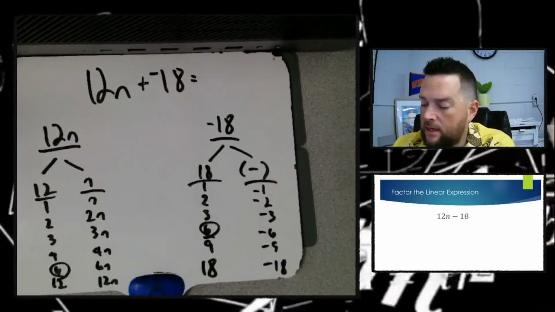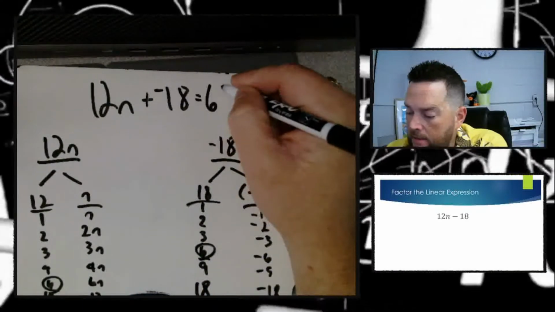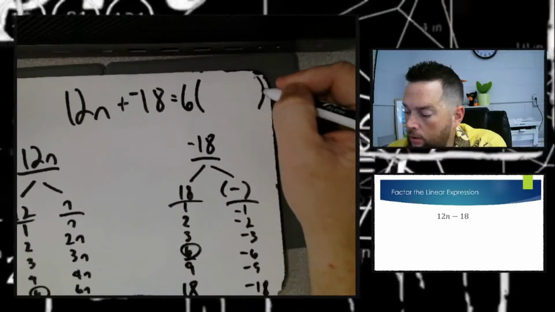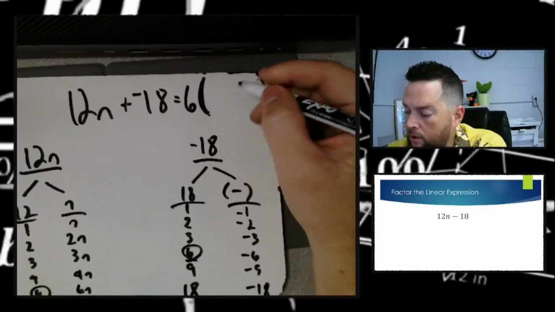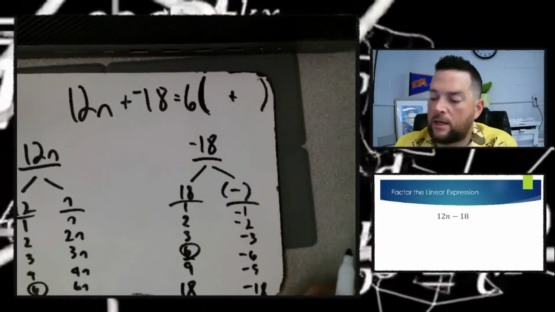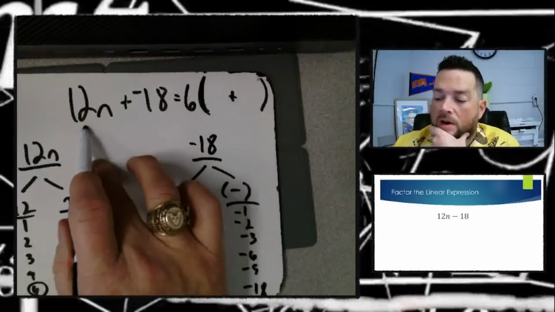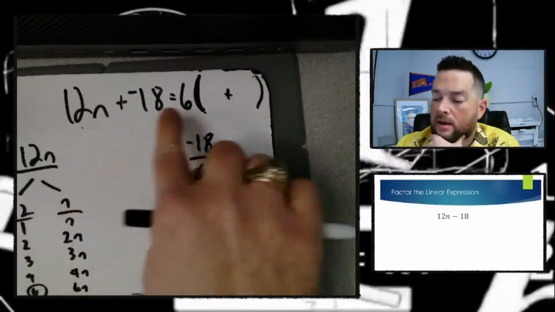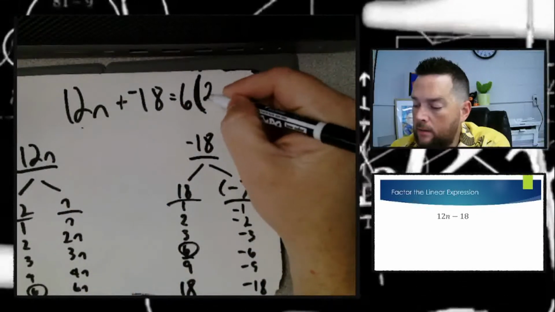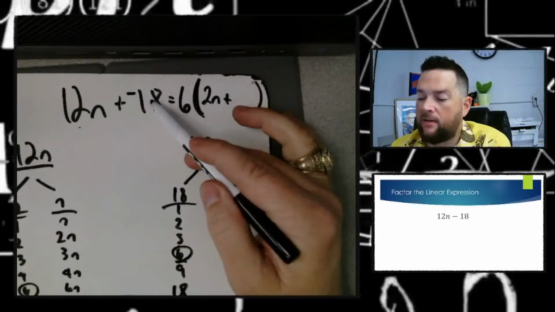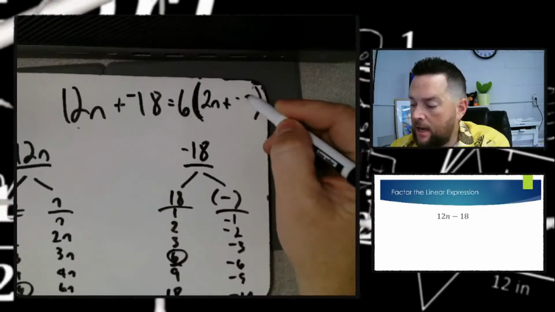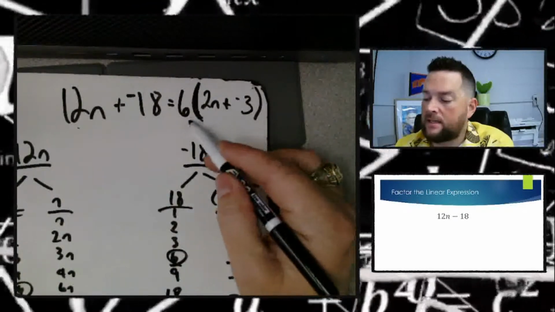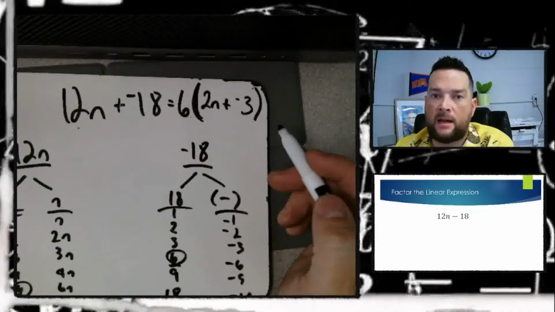We're going to take the 6 and put that as our number on the outside of the parentheses. Put a plus sign on the inside. Then we're going to divide our original add-ins by the greatest common factor. 12n divided by 6 is 2n, and negative 18 divided by 6 is negative 3. So we've got 6 times 2n plus negative 3.